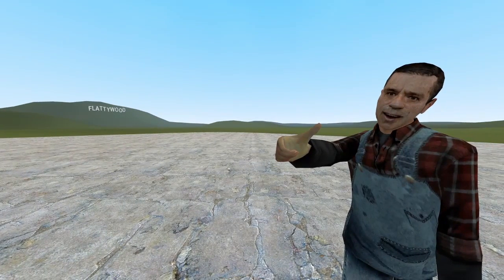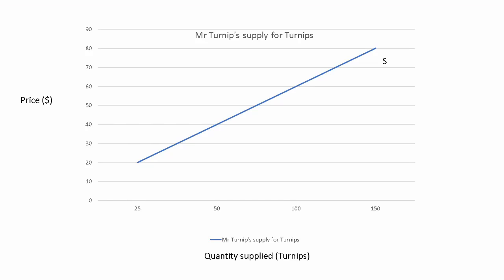Let's look at an example. Here we have Mr. Turnip, and ironically, Mr. Turnip is a producer of turnips. Now let's say that originally at $60, Mr. Turnip is willing and able to sell 100 turnips. If the price of turnips increased from $60 to $80, Mr. Turnip will be willing and able to sell 150 turnips compared to 100 turnips. This is because it is more profitable for Mr. Turnip to sell turnips at $80 because the difference between cost and revenue is greater.